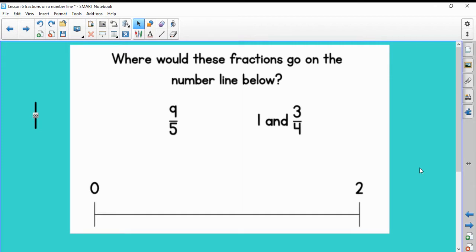Now, where would these fractions go on the number line below? We have 9/5 and 1 3/4. Now, this number line starts from 0 to 2. If we start with 9/5 and I split my line into 5 equal sections, because the denominator is fifths, can I place 9/5? 1, 2, 3, 4. No, I can't place 9/5 because there are not enough fifths.